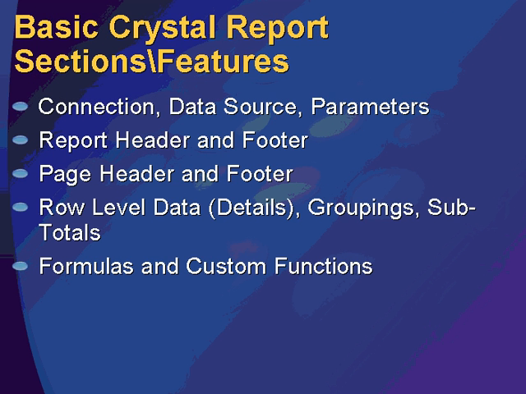So basic Crystal reports sections, features, you have your connection, data source, and parameters. There's a report header and footer, which are the front page of the report, and then on the back page of the report, page headers and footers for each one of the detail pages in between. You have the row level data, which are the details, your groupings, and any kind of subtotals, and then formulas and custom functions that are used within Crystal reports. And each one of these sections are what we're going to be focusing on as I'm going through the demo of migrating a Crystal report to a reporting services report.